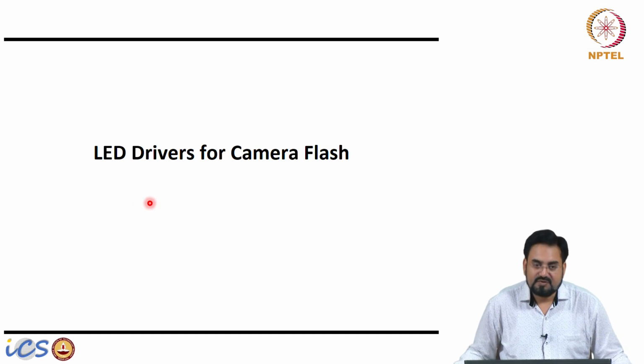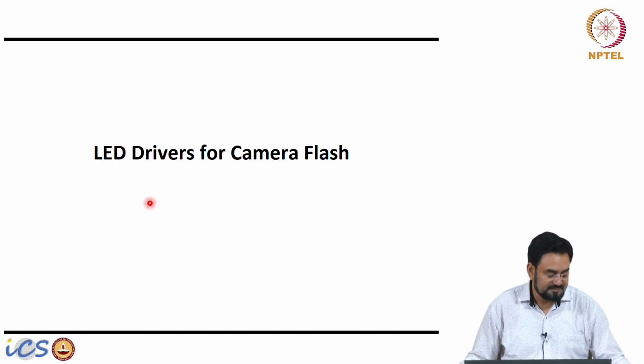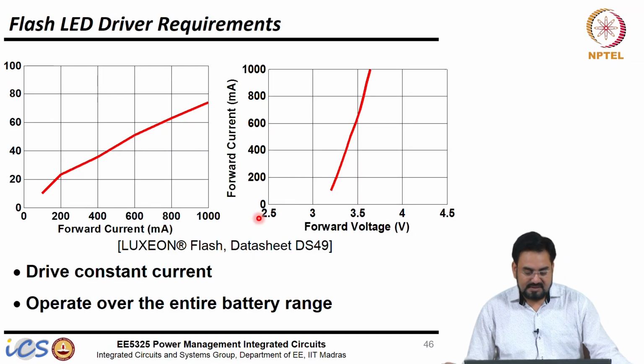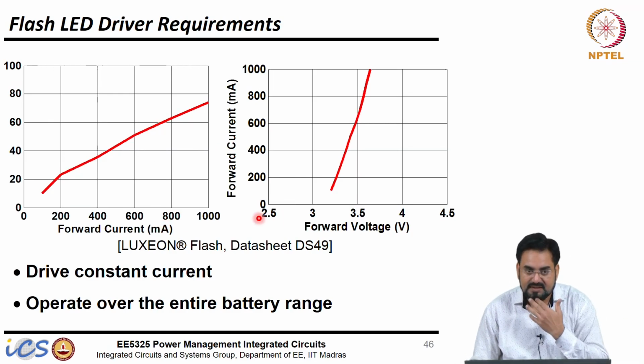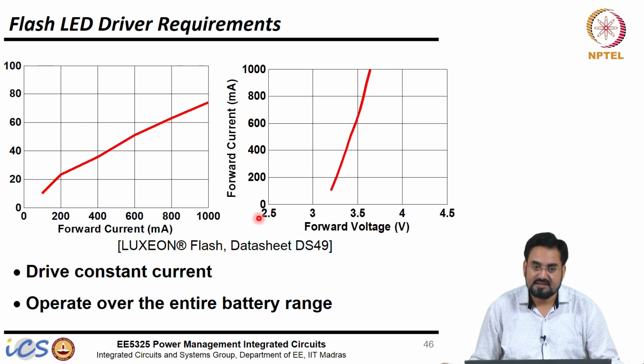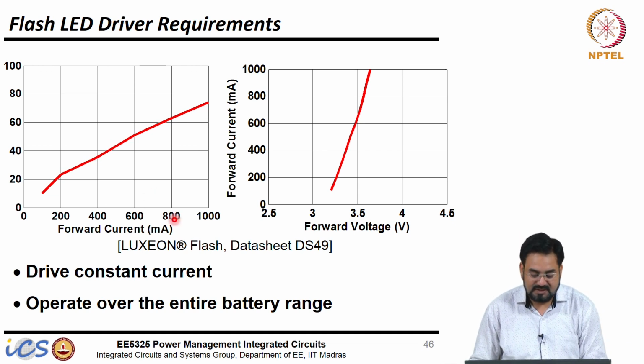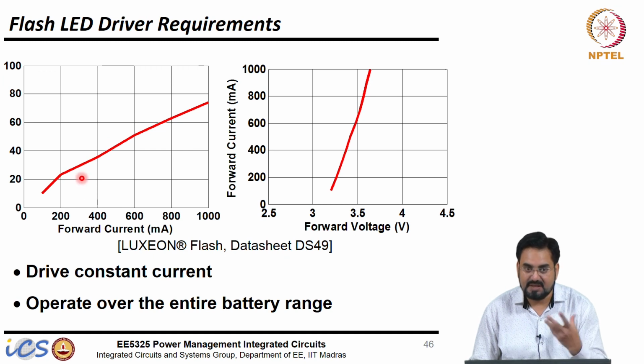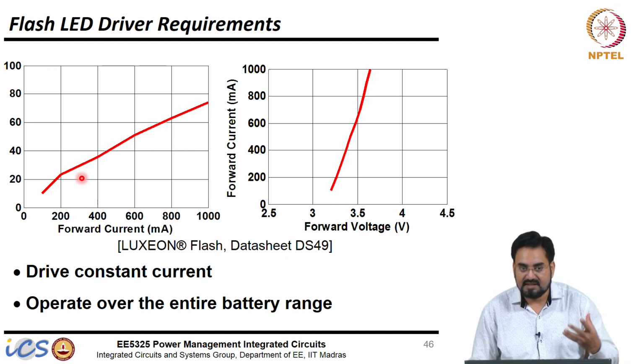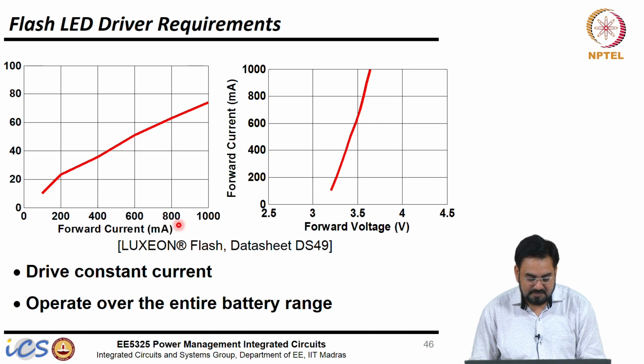Okay, so let's move to LED drivers for camera flash. Again, just like we have a backlight, it requires white LED, but the current required is much higher. If you remember, the full scale current in backlight was 20 milliamp only, so one LED. Here, this flash we need much brighter because we are taking a photograph. So the current can go as high as 1 amp actually.